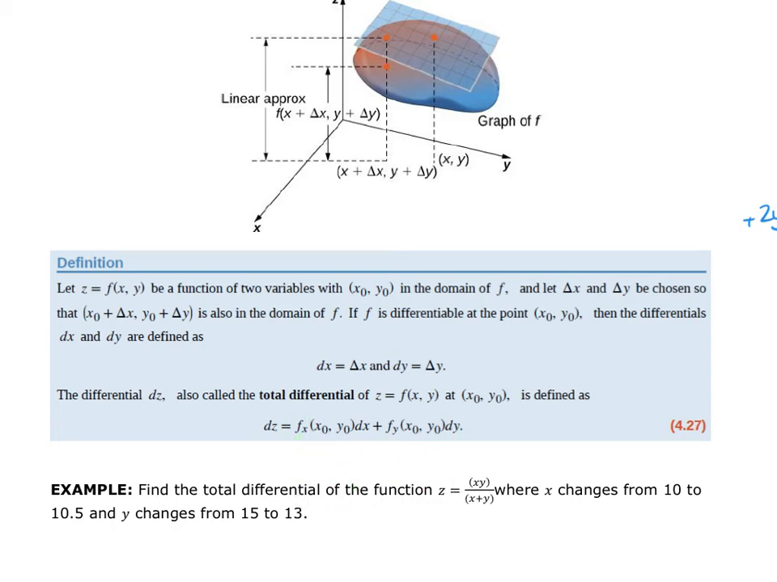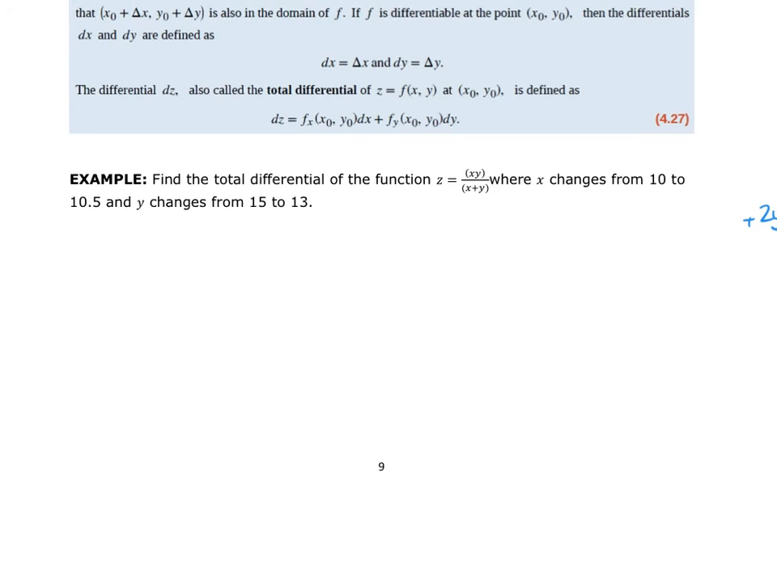So let's take a look at some examples here. We want to find the total differential of the function z equals x plus y divided by x times y divided by x plus y, where x changes from 10 to 10.5 and y changes from 10 to 15.